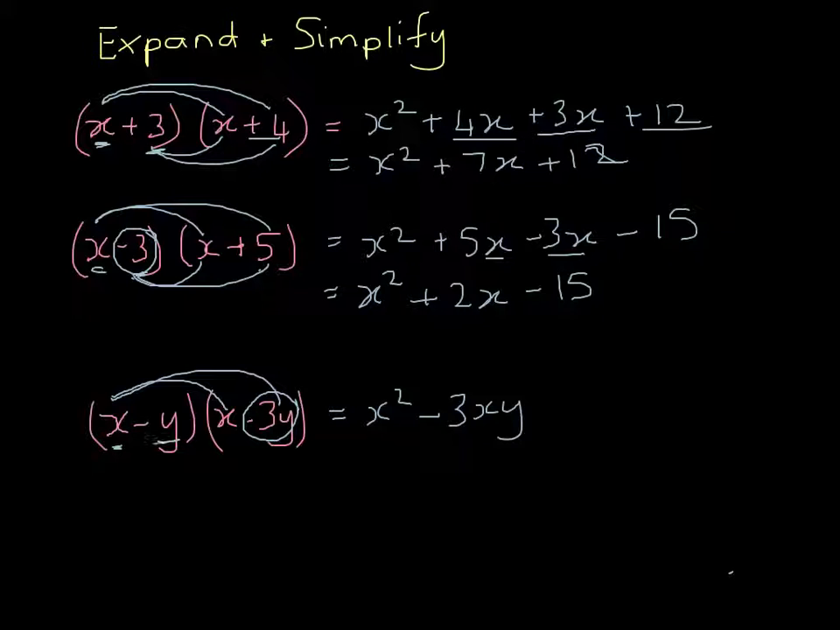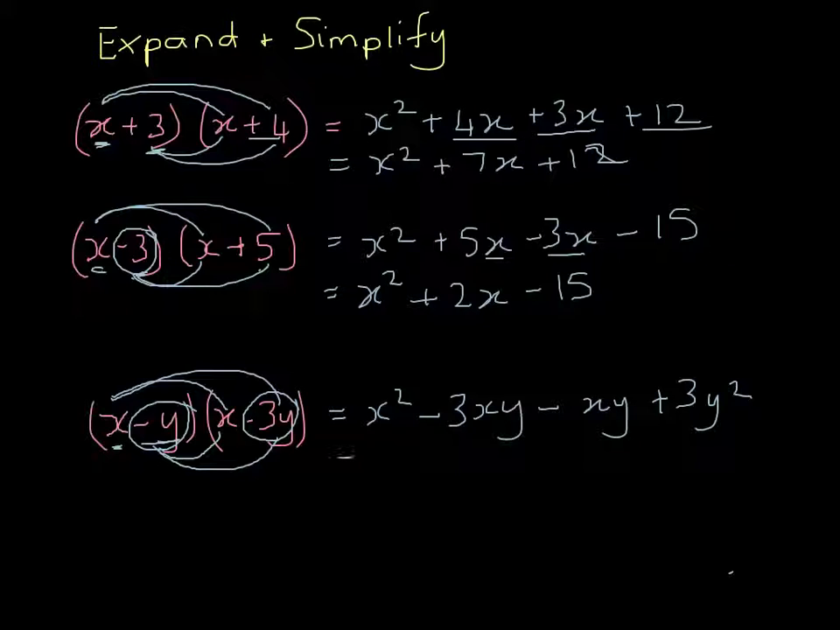Now I'm going to start with the second term here. I've got a negative y times an x, which is a negative xy. And I've got a negative times a negative 3y. Negative times a negative is a positive. And I've got a 3 and a y squared. Sorry, it's going to be a positive 3y squared.